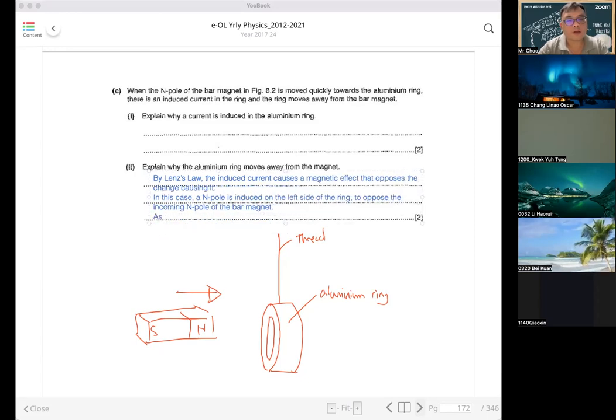Okay, so you can also write down: and since like poles repel, the ring will move away from the magnet. Clear? Okay, so I want everybody to type out the answer for part two in your own words and show it to me, everyone. Improve your answer if you have done so. If you have not written the answer, type it out and show it to me so that I know that you are okay with part two.